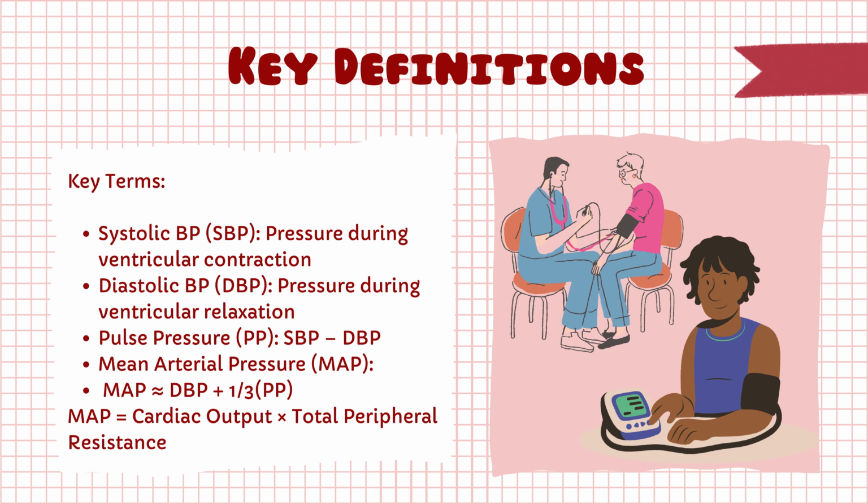Blood pressure is the force of blood against arterial walls. We focus on three key values: systolic pressure, peak pressure during ventricular contraction; diastolic pressure, lowest pressure during relaxation; pulse pressure, the difference between systolic and diastolic. Mean arterial pressure, or MAP, represents average pressure in the arteries and is calculated as MAP approximately equals diastolic plus 1/3 of pulse pressure. Clinically, MAP must be maintained above 60 mm of mercury to ensure perfusion to vital organs. And remember, MAP equals cardiac output times total peripheral resistance.